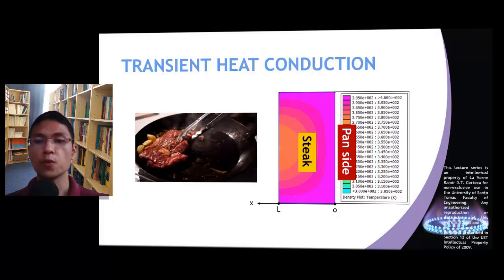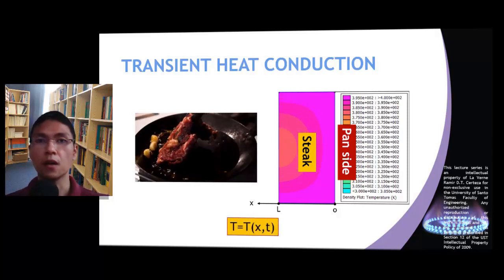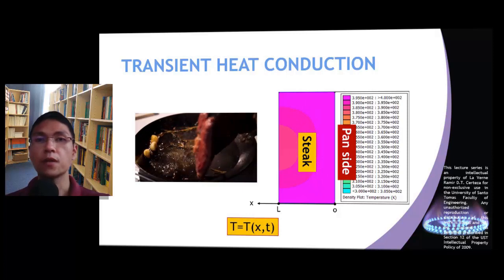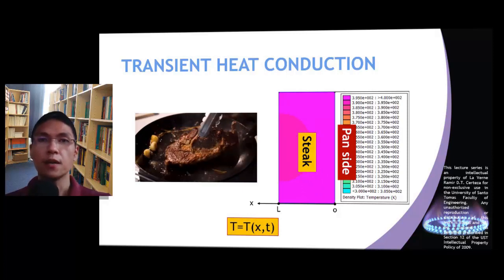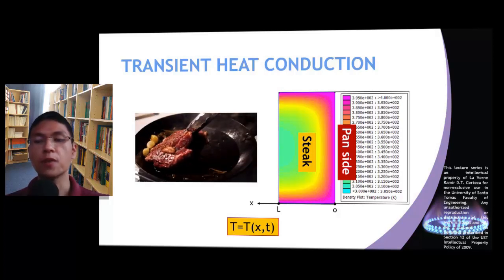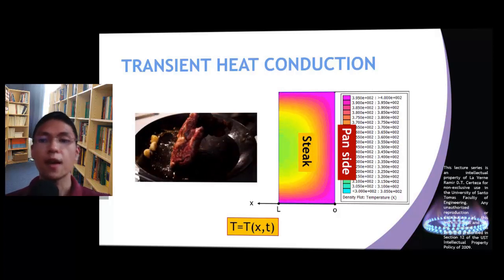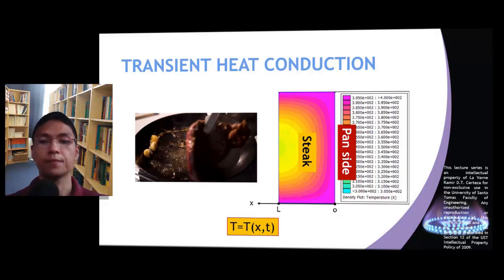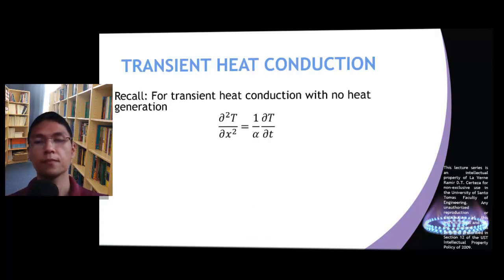Therefore, this image shows us that in transient heat conduction, the temperature of a certain point inside an object is a function of two parameters. First is its position relative to a reference point, and second is time. Recall that this is the one-dimensional transient heat conduction when there is no heat generation inside an object. Solving this requires non-dimensionalizing the parameters that we see in this equation.